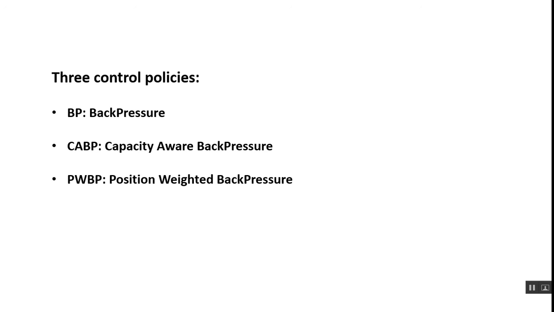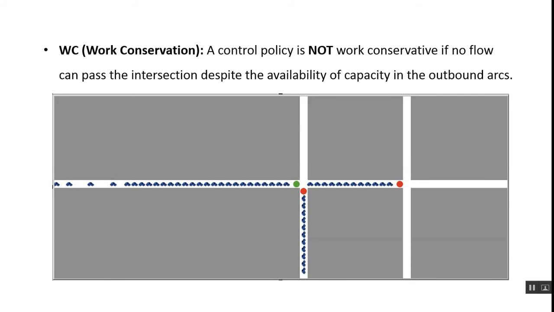By work conservation, we mean that a control policy is not work conservative if no flow can pass the intersection despite the availability of capacity in the outbound arcs. For example, in this figure, the control policy at this intersection is not work conservative since it gives green to the eastbound phase. Despite that, no vehicles could actually pass the intersection during this phase, even though we have available capacity in the outbound arc of the northbound movement.